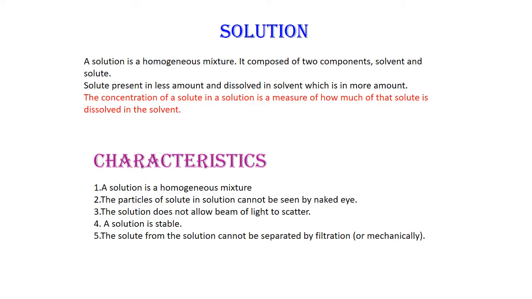So the concentration of solute in the solution is a measure of how much of that solute is dissolved in the solvent. Now, what are the characteristics of a solution? A solution is a homogeneous mixture. The solute particles in solution cannot be seen. The solution does not scatter a beam of light. A solution is stable. The solute cannot be separated from the solution by mechanical methods or by simple filtration.